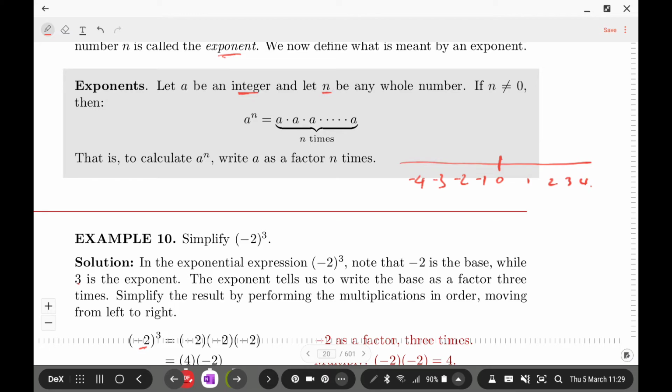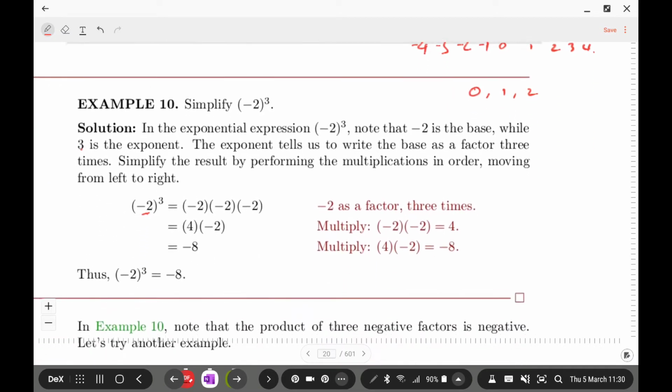And let n be a whole number. And remember, there was a natural number and whole number. Whole numbers start from 0, and then 1, and then 2. And natural numbers start from just 1. So in this case, if n is not equal to 0, of course, we could write that term this way. So we are just multiplying a, n number of times.